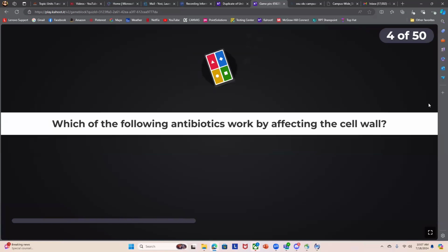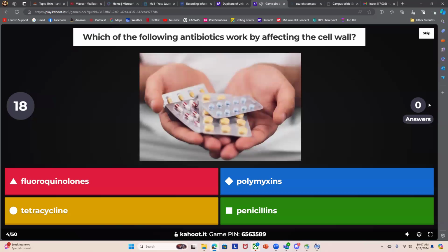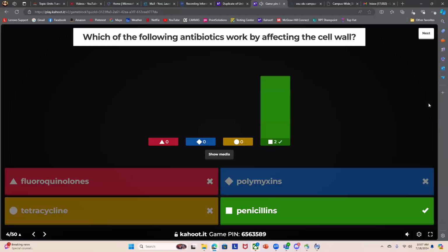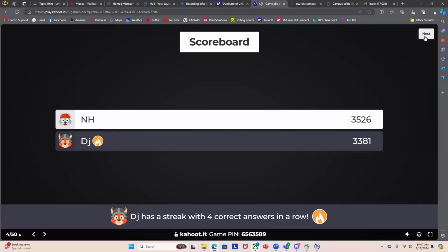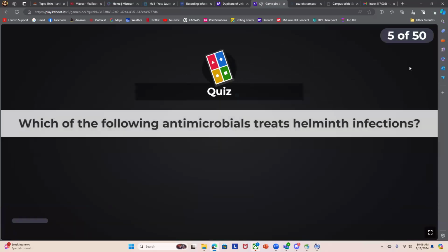Which of the following antibiotics work by affecting the cell wall? All right, so this is going to be penicillins. Basically knowing those bigger ones, if it's on the study sheet, those are the ones you need to know. If it isn't on the study sheet, you don't need to worry about it. So I would know the main ones for each category, basically. I know we're going to go over some of the other ones probably in the questions, so I'm going to go over all possible answers there.